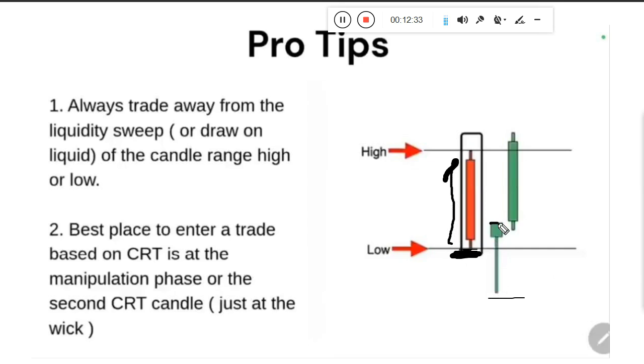So once this candle closes back inside this range, it's telling you that there's a reversal, right? So that's the first pro tip. Always trade away from the liquidity sweep.